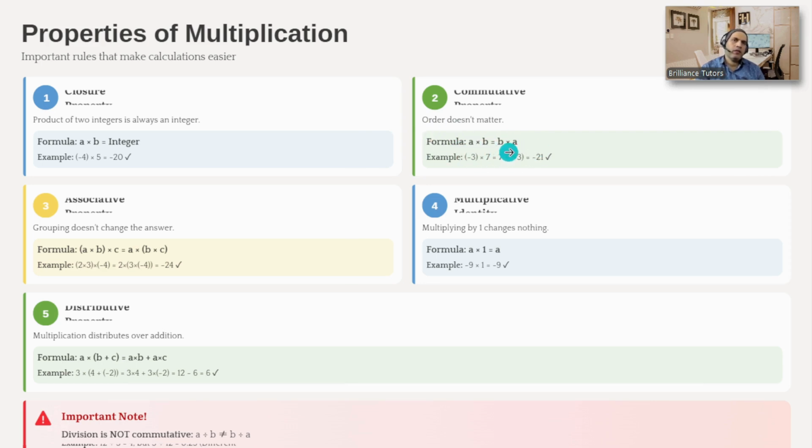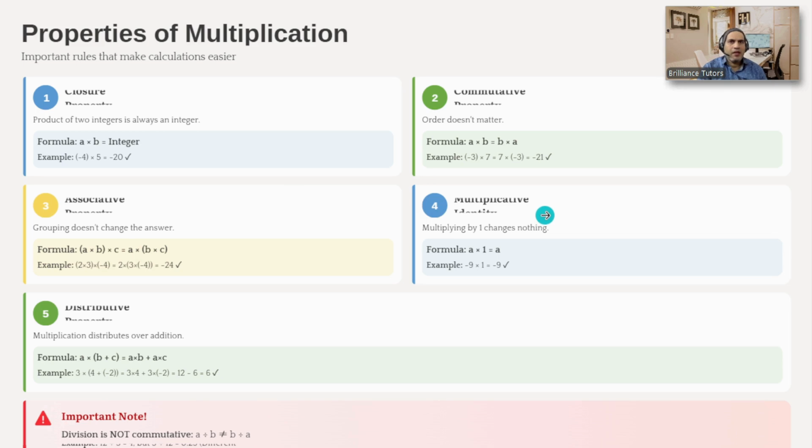So a into b equals b into a, that is the same result. Associative: grouping does not change the answer. Suppose you multiply a into b and then multiply by c, versus multiplying b and c first and then multiplying a. Here the answer is not the same. So this kind of rule is called what? Associative property. Okay, understand?